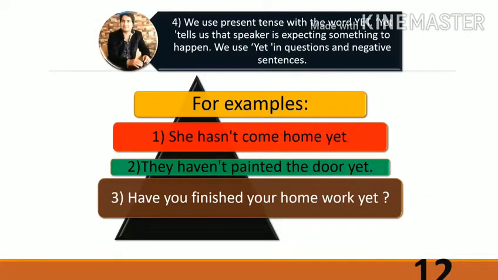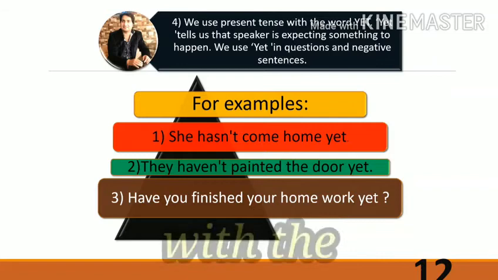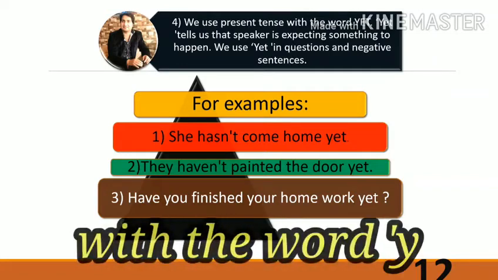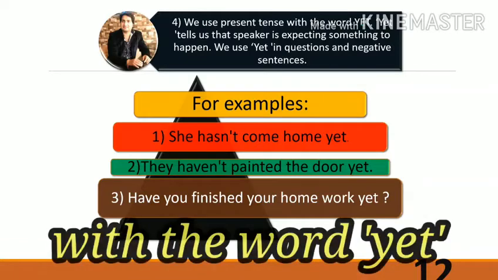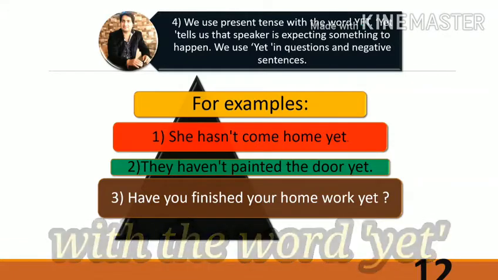Now students, let us discuss rule 4. We use present perfect tense with the word yet. That means when we talk about the word yet, we make use of the present perfect. Yet tells us that the speaker is expecting something. Yet is such a kind of word.